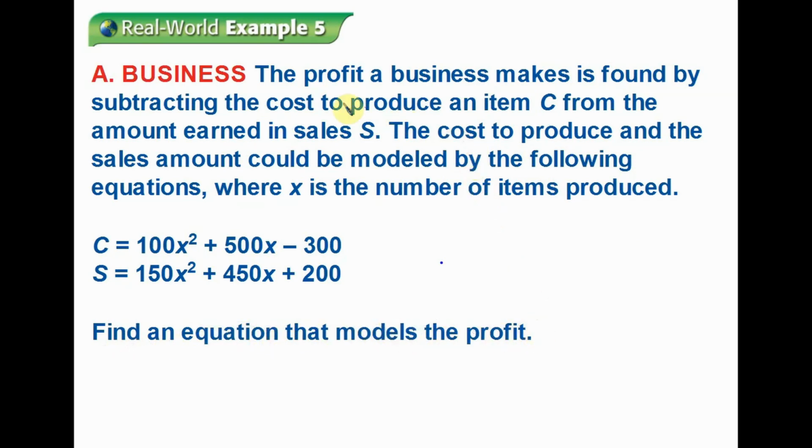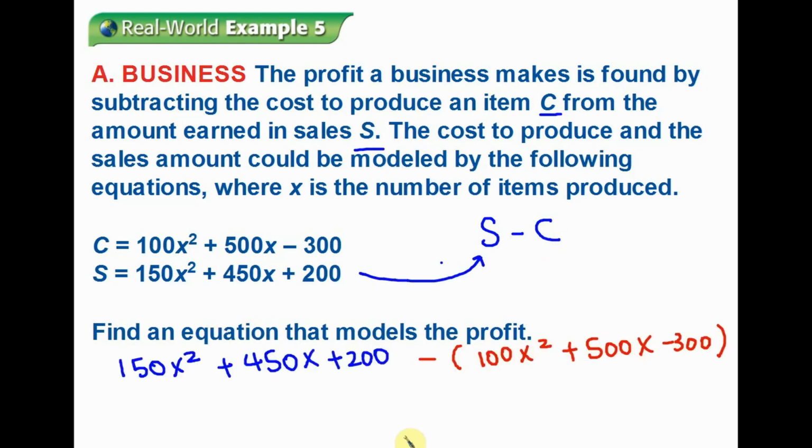So they were saying in order to find the profit, you are going to subtract the cost C from the S. S minus C is what we are looking for. So let's subtract these two terms. So I have 150x squared minus 100x squared. These two will become 50x squared.